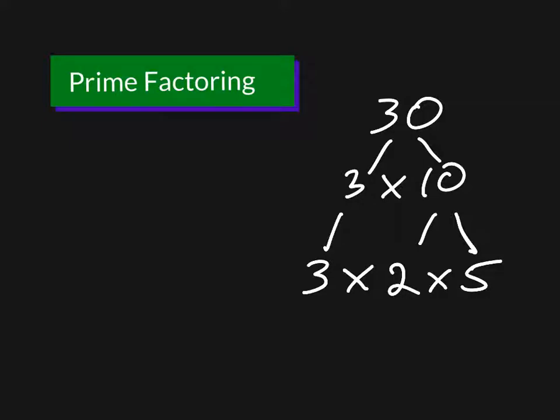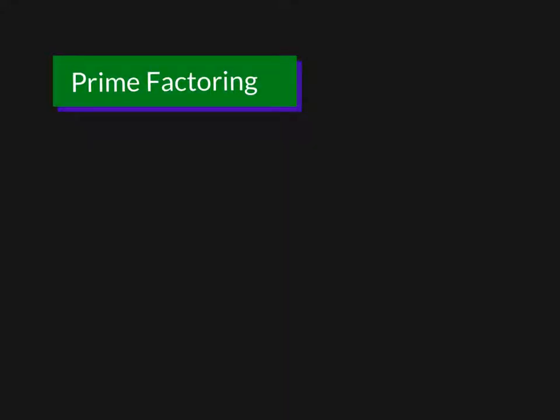And again, if we wanted all the factors, well, this doesn't give us that, but we know that 1 and 30 and 10 and 3 and 2 and 5 are factors, and any combination of these prime factors, so 3 times 2 is 6, and 3 times 5 is 15, those are all factors of 30. So let's do one more example. We'll find all the prime factors of 48.